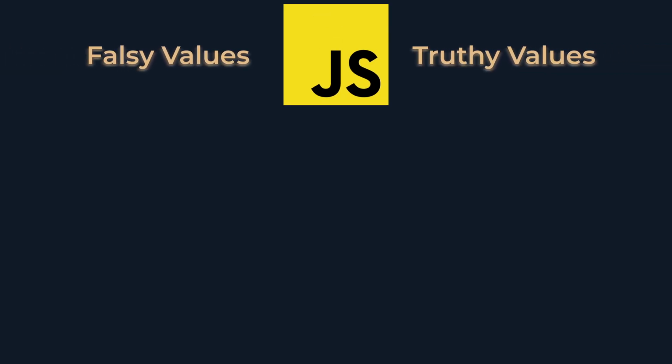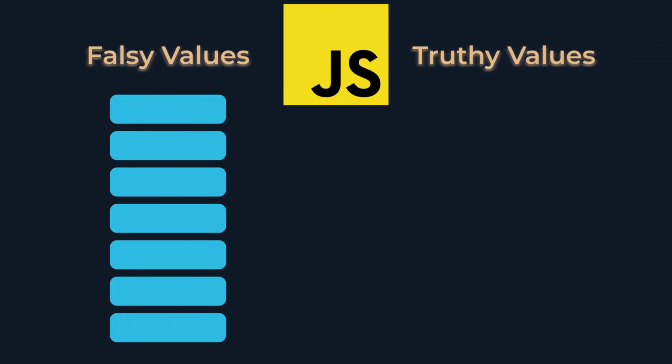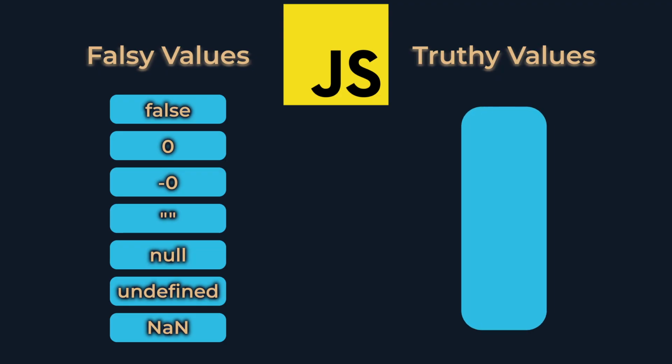What counts as falsy? There are only 7 falsy values in JavaScript. false, 0, the number 0 of course, -0, and yes, it's a thing, empty string, null, undefined, and NaN or not a number. That's it. Only these 7 are considered falsy.